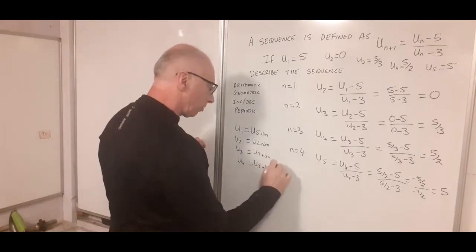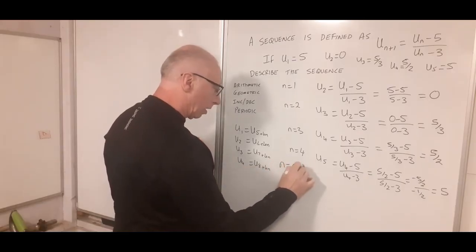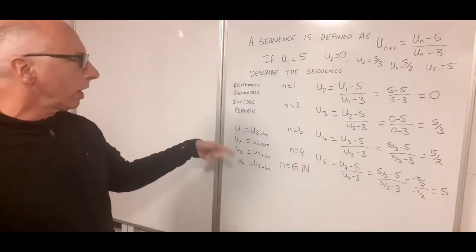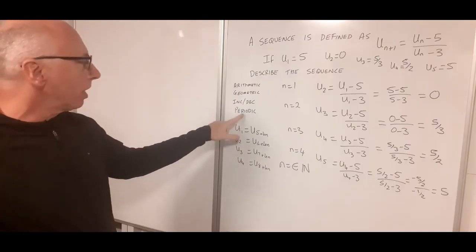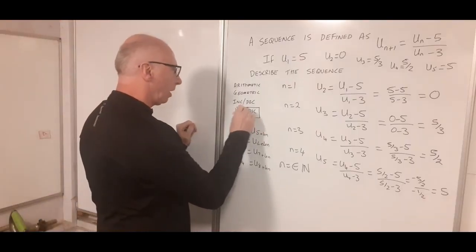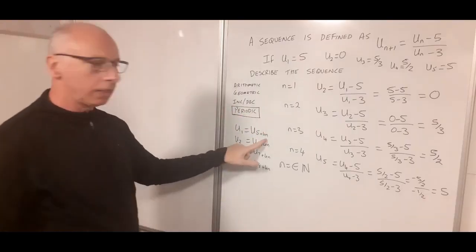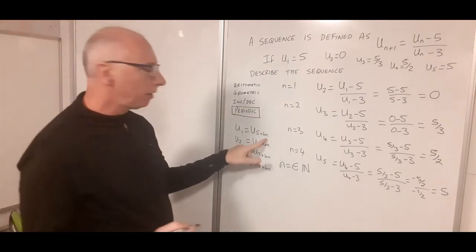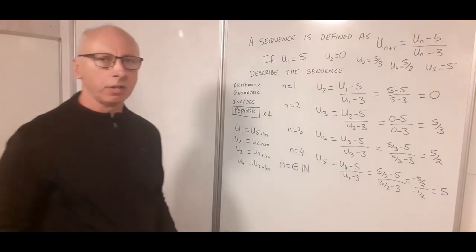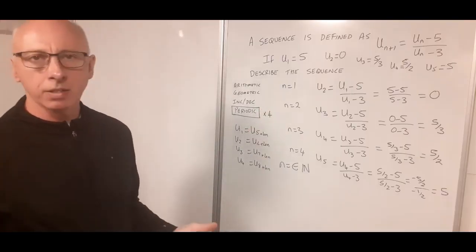So if n is a natural number, so n is in the set of natural numbers, whatever happens here, this will keep repeating. So what I can say is that this sequence here is periodic. And because it repeats every 4 terms, our period cycle is 4. So period of cycle 4. And that's it, we're done.